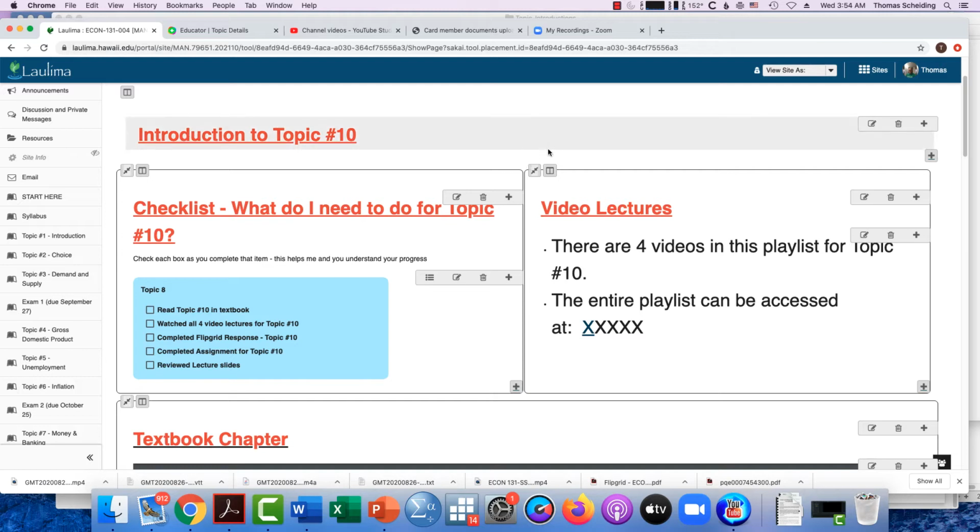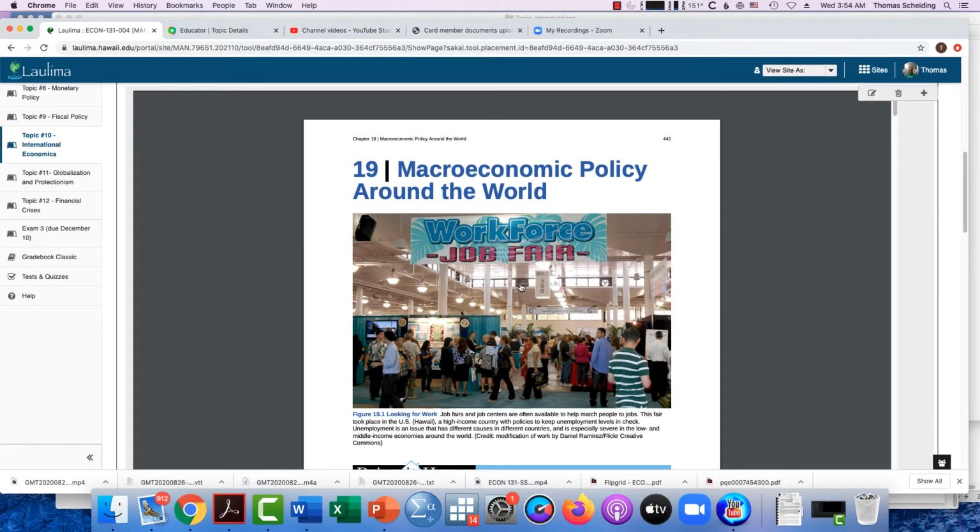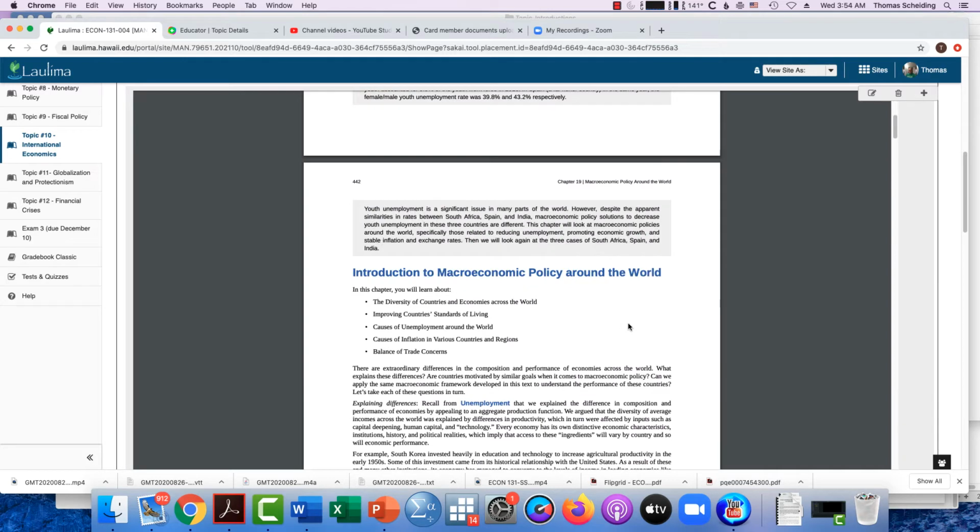So now as this course starts to wind down, we get to topic 10, which deals with international economics. And so basically now, after a very United States-centric discussion of macroeconomics, we now start to globalize it a bit. And the way that we globalize it is by talking about how the unemployment rates are different around the world.